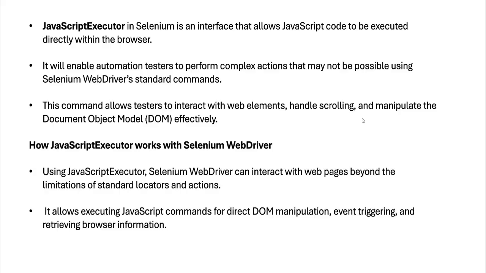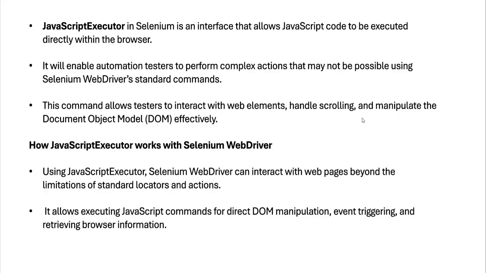First, we will understand what JavaScript is. We may know that JavaScript is a programming language, but it is a scripting language that is used to interact with the HTML or the DOM within the browser. Basically, it is a scripting language that front-end developers use. To interact with the HTML and DOM elements, JavaScript is what is used. And the JavaScript executor is an interface that provides a way to interact with the browser directly using JavaScript.